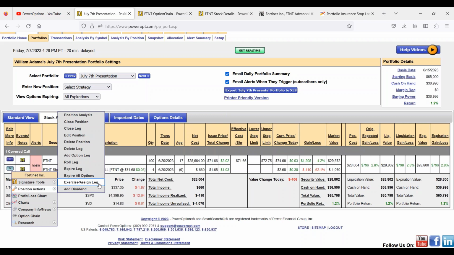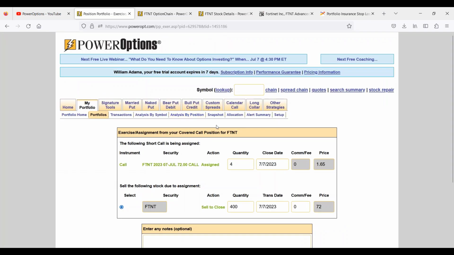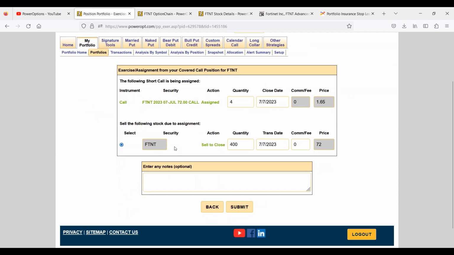When I click exercise assigned leg, it takes me to a field, just shows me originally what I made. I don't want to change the price here. You can't anyway. I am in the Fortinet stock. It's going to be assigned for me at 72. So all I have to do is click submit.